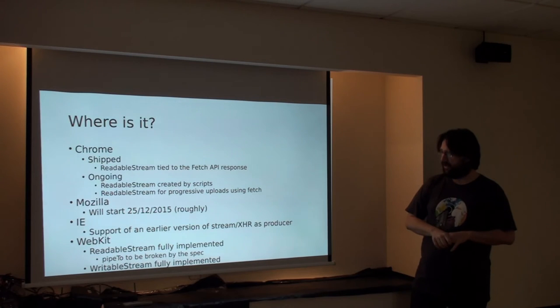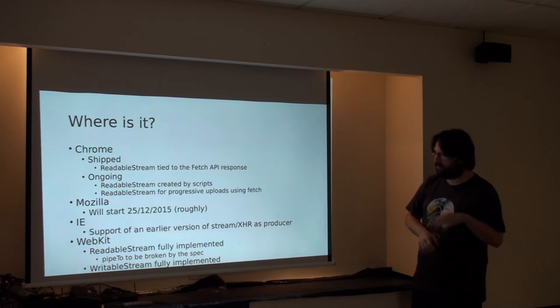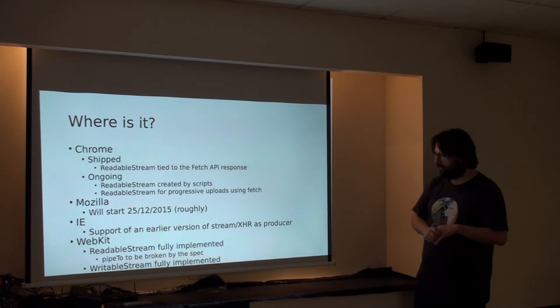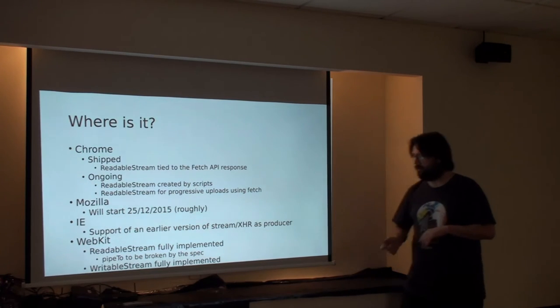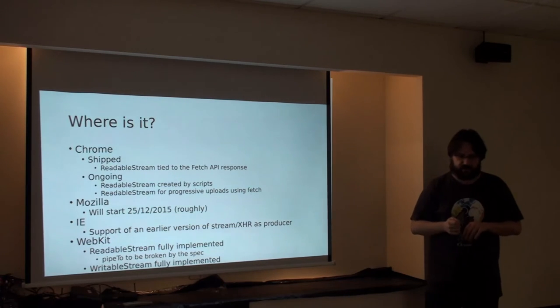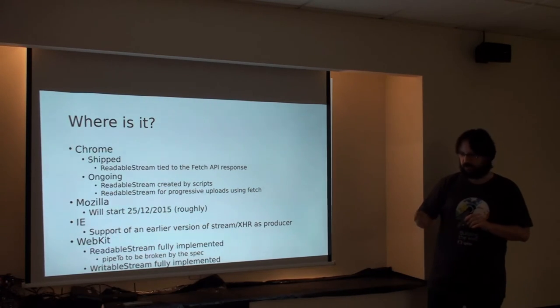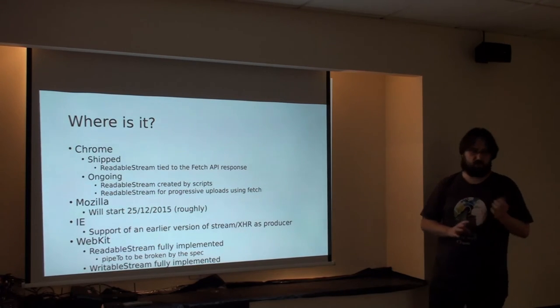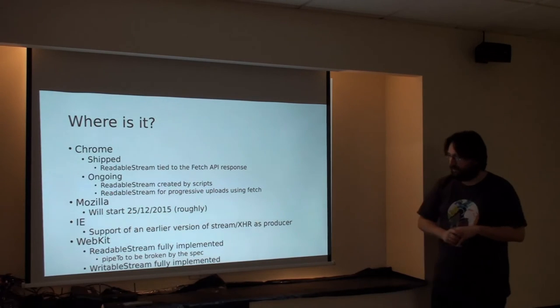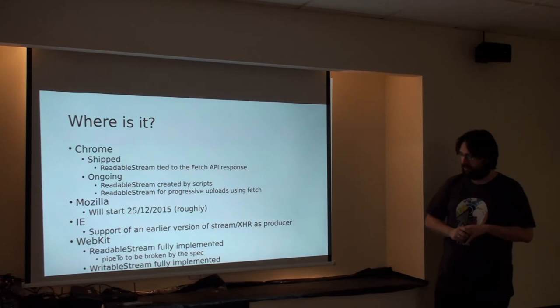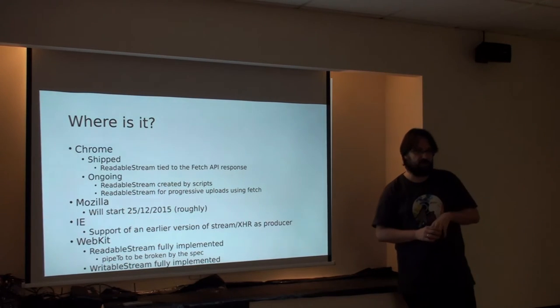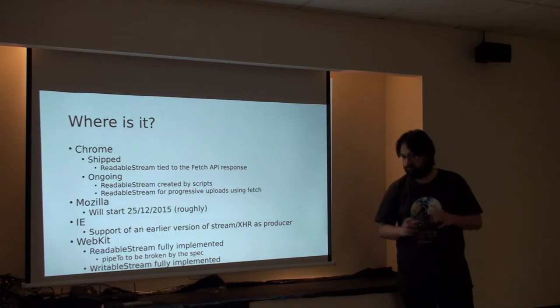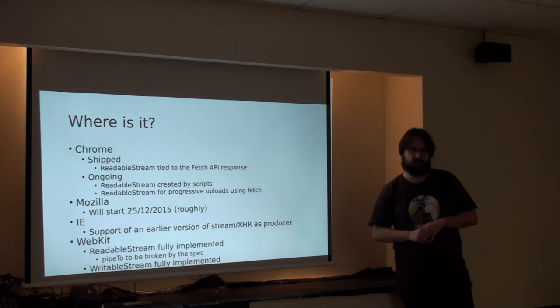In the case of Mozilla, they haven't started implementing it. In the case of Internet Explorer, there was support of an early version of the streams, using XHR as a producer, so you could create an XHR and get a readable stream as a response. And in the case of WebKit, we have readable stream fully implemented. We even have the piping operations implemented, but they are supposed to be broken by the spec. Writable stream is also fully implemented. And for transform stream, we have a patch in Bugzilla, but we didn't land it yet because transform stream is extremely experimental.